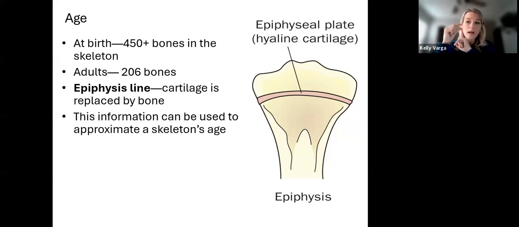So if it's very wide in the bone that we tend to find, that will indicate that we are looking at a younger individual. At birth, why kids are pretty malleable is because they actually start with really 450 bones that need to eventually be fused together through this process. Over time, that fusing of those bones together will bring us down to about 206 in the adult. Again, this can help us to tell approximation of age.